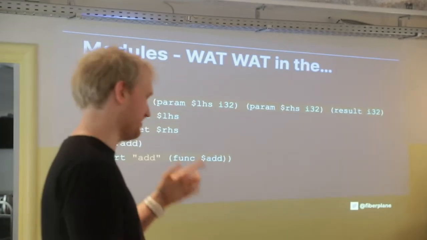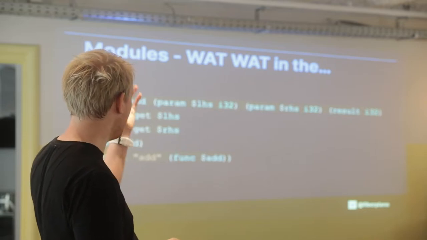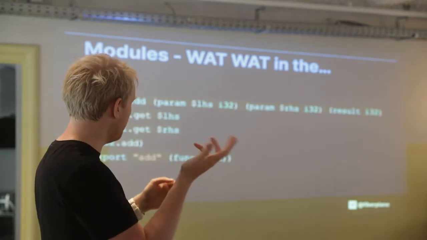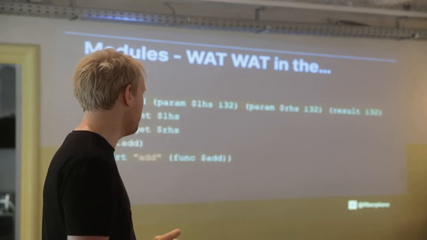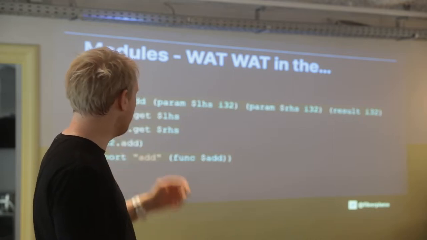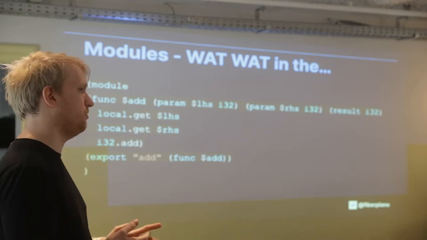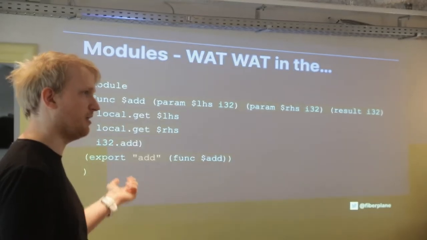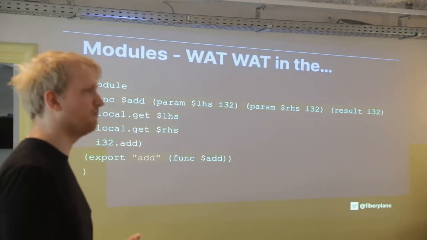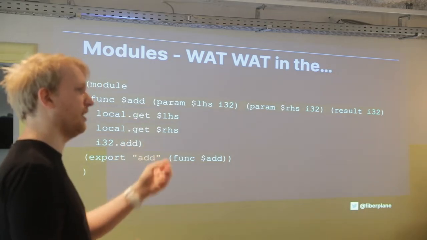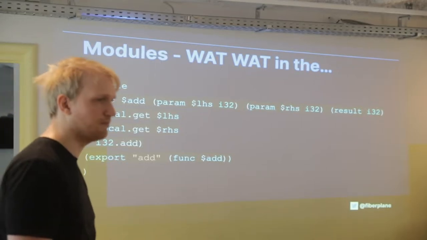But again, this is a stack-based machine, and you can see here we're specifying a module that has a function called add with a left-hand parameter and a right-hand side parameter, and that has an I32 result, and the parameters are also I32. We can see we have a local.get for both arguments, which then goes into the add instruction. Here you can really see how it's actually stack-based. We're not providing parameters to add, but it just takes the two most recent values off the stack, and then outputs a value to the stack as well, which is the return result, also the last value on the stack.